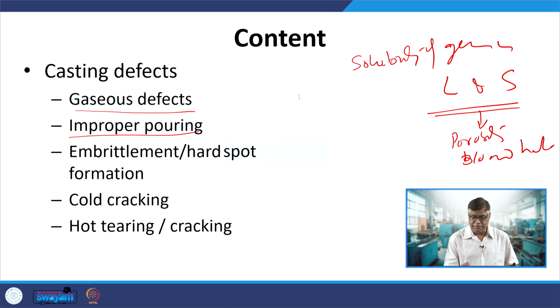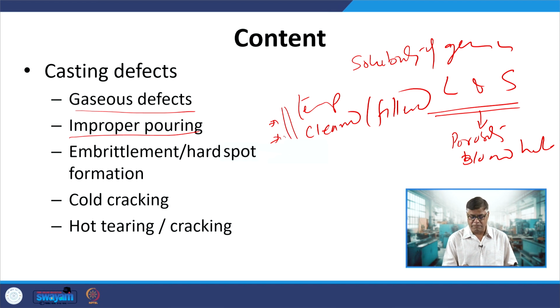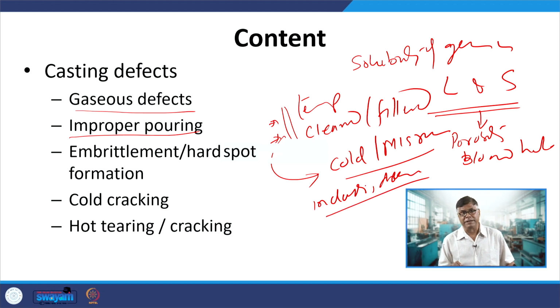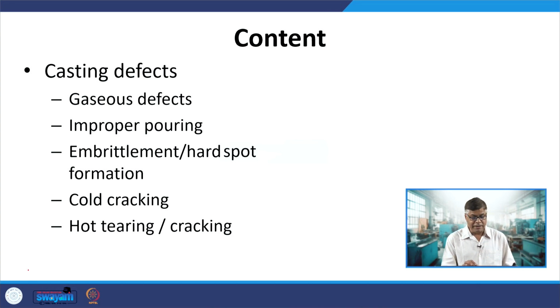Improper pouring means the temperature of the molten metal is not proper, or it is not properly cleaned or filtered. These two things cause significant problems, especially with regard to the soundness of casting, particularly cold shut and misrun kinds of defects. On the other hand, if the impurities have not been properly removed from the molten metal, it will promote inclusions, or the dross that comes with the molten metal. So, these are the two typically related to the molten metal.